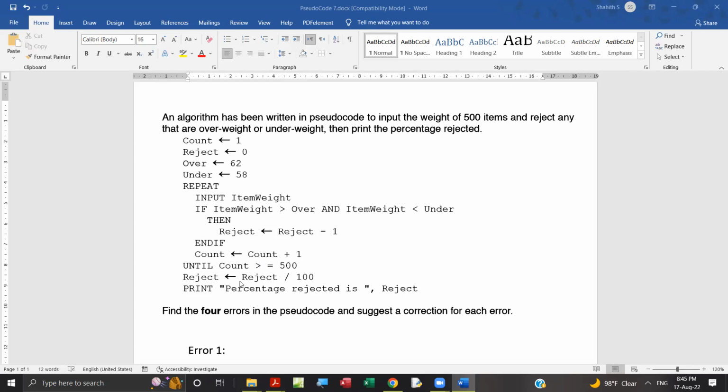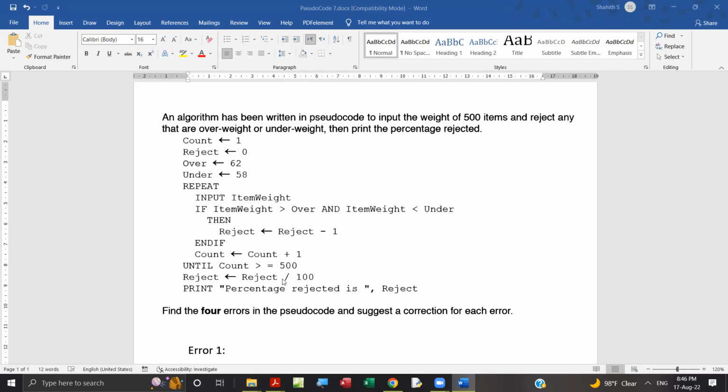Then reject. Here, we know in mathematics how to find the percentage. Here it is reject divided by 100 only. This is wrong, another error. So how can we write this? Reject divided by 100 is wrong. So how can we find the percentage? Reject means the number of items which are rejected. Reject over how many items are there? Total 500. So reject divided by 500.